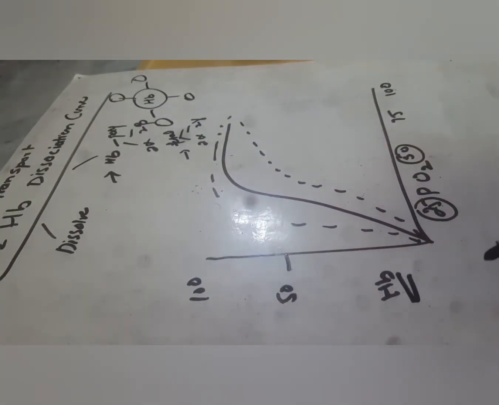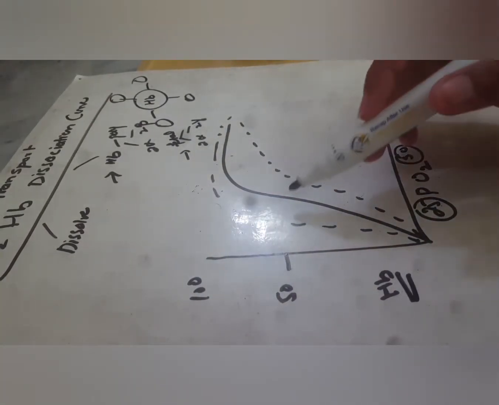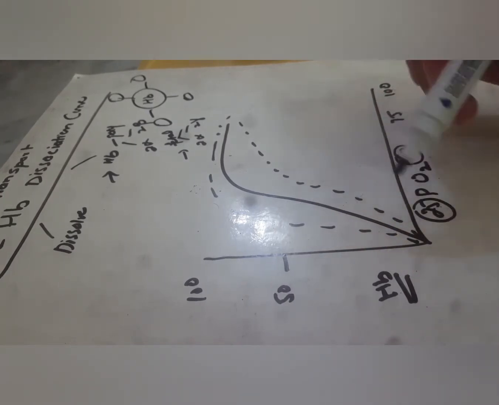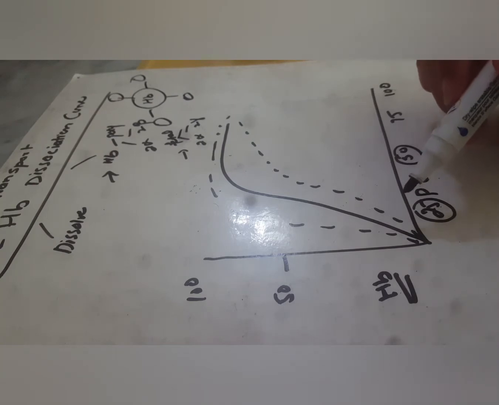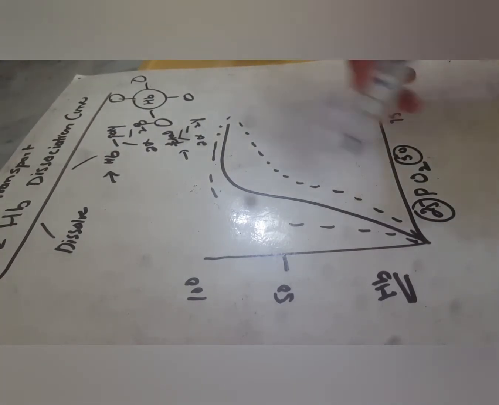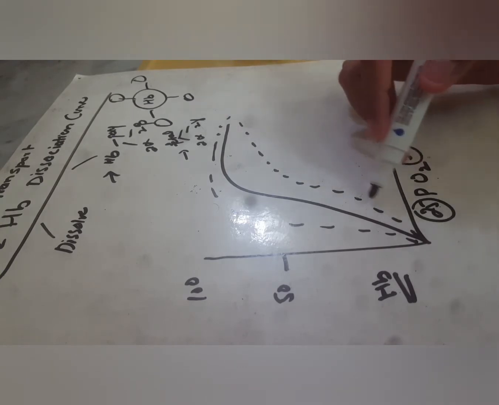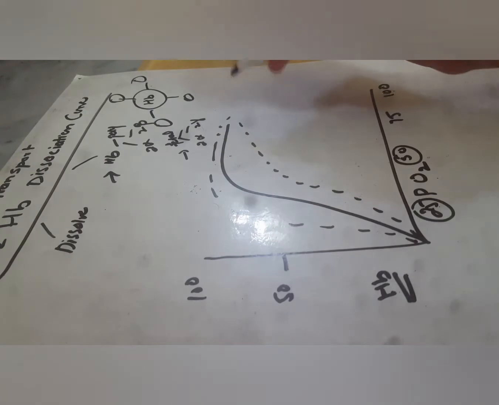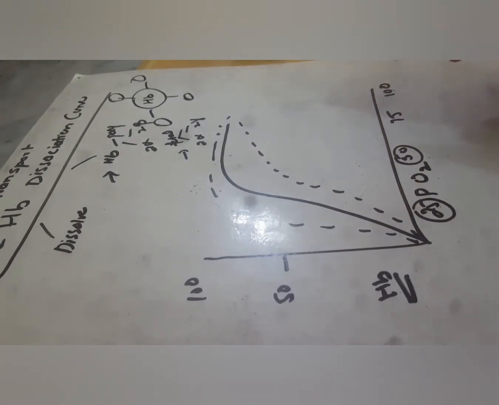This is the hemoglobin side. It shifts to the right and shifts to the left, right? A shift to the right occurs when the affinity for oxygen is decreased, right? This is oxygen now. When it shifts to the right, there is decreased affinity towards oxygen. When it shifts to the left, there is increased affinity towards oxygen, right?